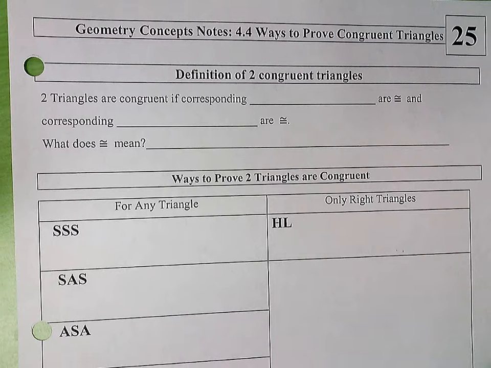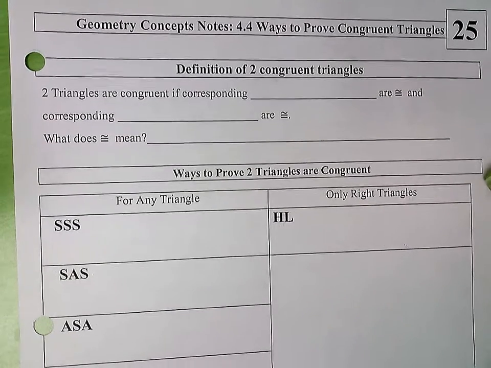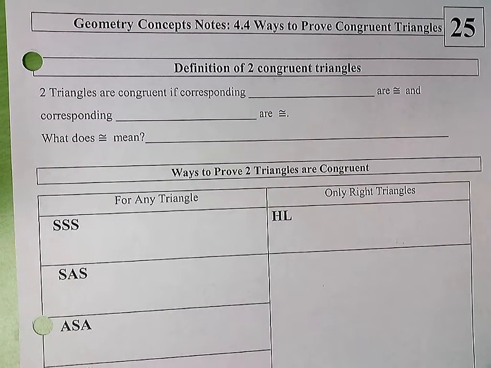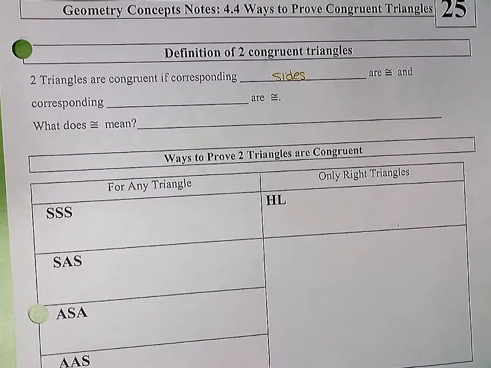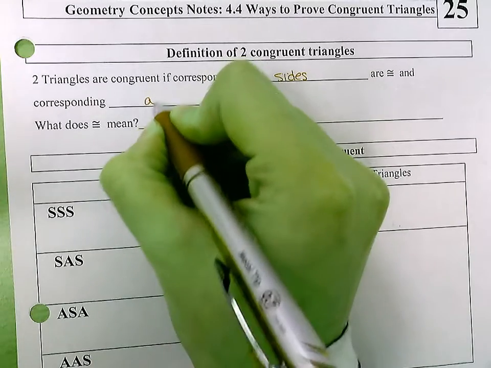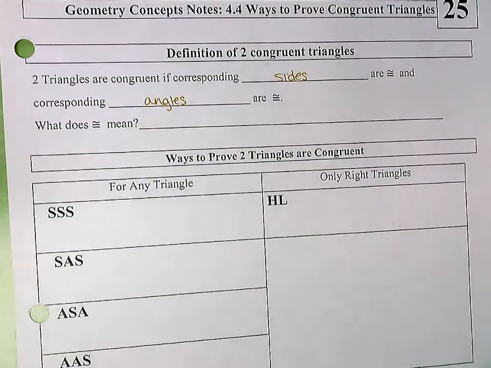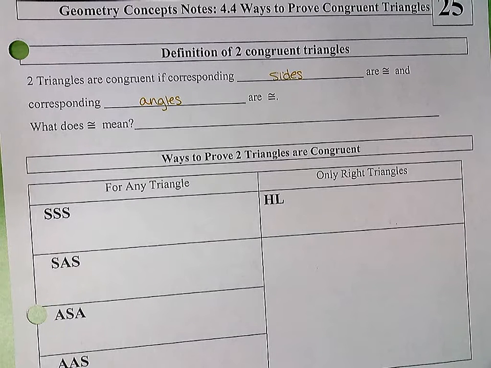Triangles are congruent. Okay, so we're getting into some proof type stuff today. To start off, the definition of two congruent triangles: two triangles are congruent if corresponding sides are congruent and corresponding angles are congruent. So if the sides in both triangles are equal and the angles in both triangles are equal.